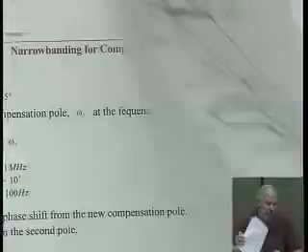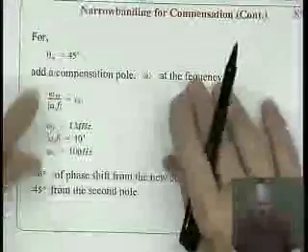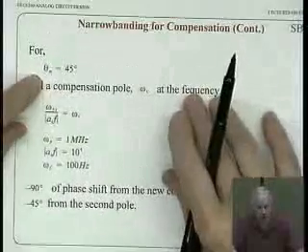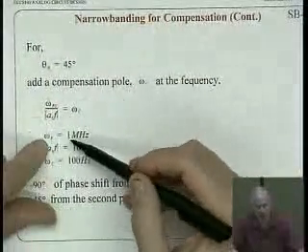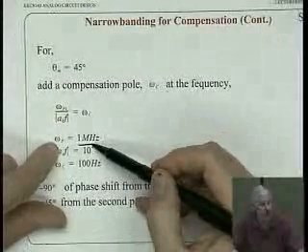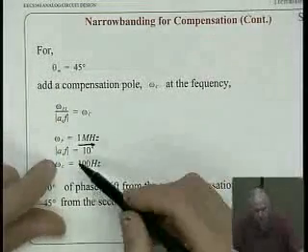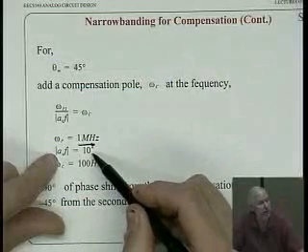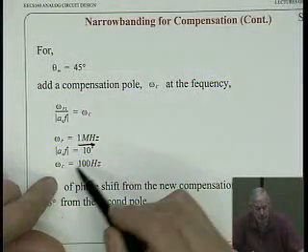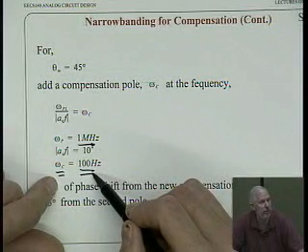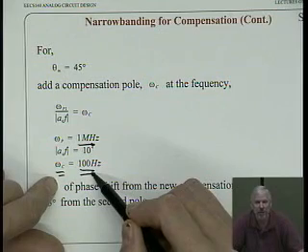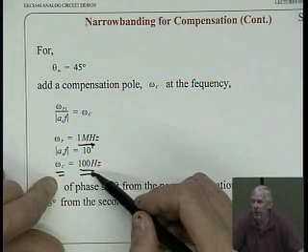And so let's just put some numbers in here just for a second. Let's say we want 45 degrees of phase margin. Let's say our first pole was at 1 megahertz, which is pretty low. But let's say we had a loop gain of 10 to the fourth. That would mean our compensation pole has to be at 100 hertz. Okay? See a problem? How do you get a pole at 100 hertz?